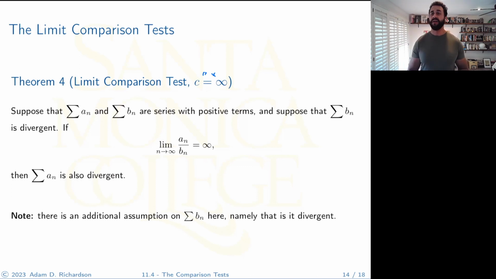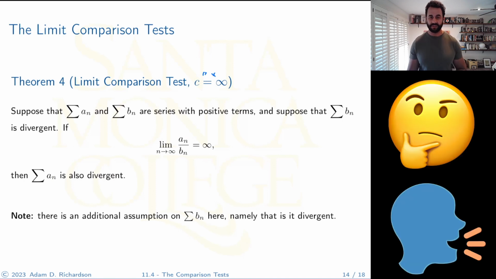And here's the statement. Suppose that you've got series with positive terms again, and suppose that the series b sub n is divergent. Then, if this limit ends up being infinity, then the series with a sub n is also divergent. Okay, so this is another one where I'm going to throw up the speaker and the thinker. Read this out loud in your head and then say it out loud with your voice. Go for it. A few times.